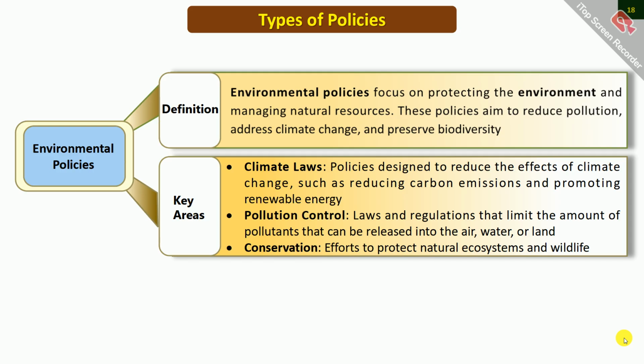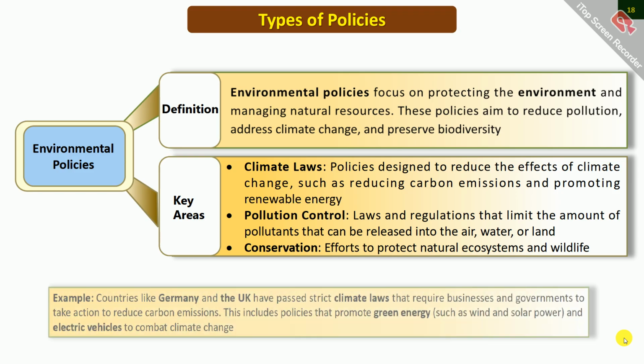Then we have environmental policies, which focus on protecting the environment and managing natural resources. These policies aim to reduce pollution, address climate change, and preserve biodiversity. Key areas in these policies are climate laws, that is, policies designed to reduce the effects of climate change, such as reducing carbon emissions and promoting renewable energy. Then we have pollution control laws and regulations that limit the amount of pollutants that can be released into the air, water, or land. Conservation is another key area in case of these policies, which refers to efforts to protect natural ecosystems and wildlife as well as biodiversity.